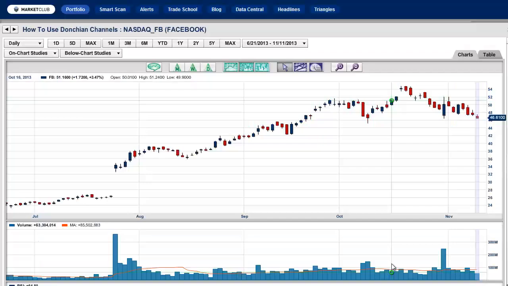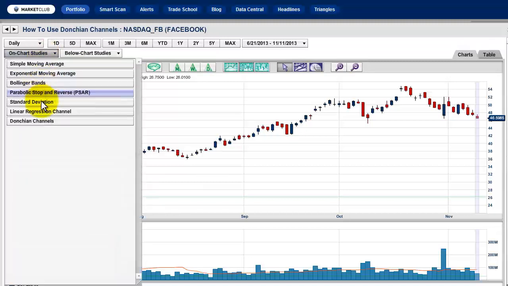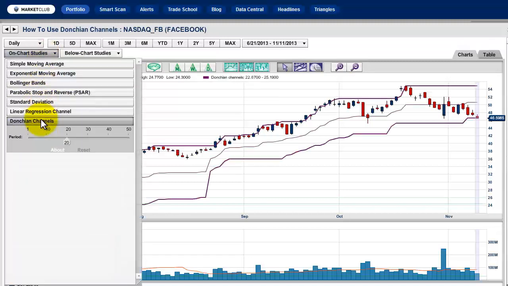What we're looking at on the screen is a daily candlestick chart of a well-known security. It could be any security. The first thing we have to do is put on the Donchian trading channels themselves. How we do that, we simply go to our on-chart studies, because this is an overlay on top of prices. So click once, move down and select the Donchian Channels, and click once. You can see it's right away on the chart.